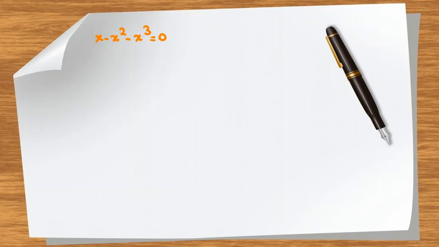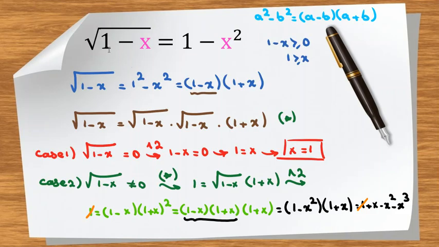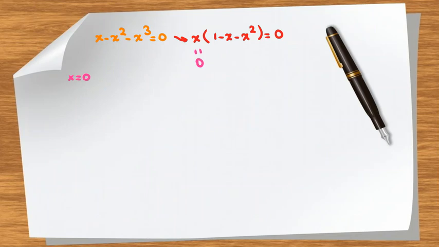Now we can factorize. How? We can factor out x: x times 1 minus x minus x squared equals 0. So we have two parts, two cases. The first case is x equals 0. Let's see, both sides of the main equation will be 1 if x is 0. So it is another answer: x equals 0.